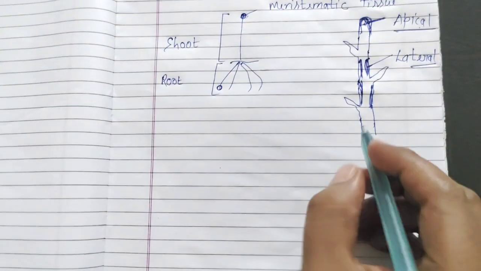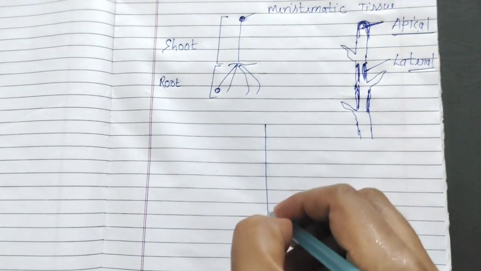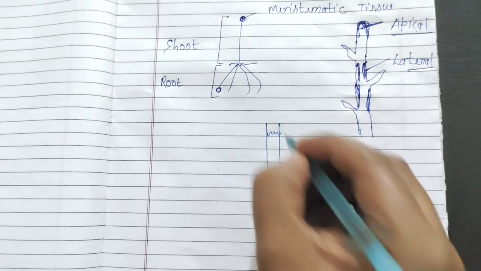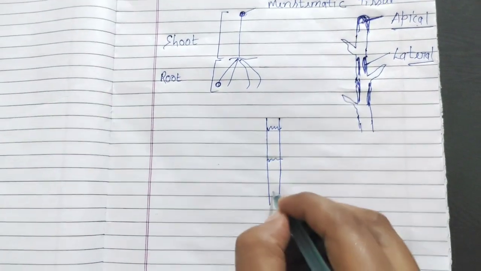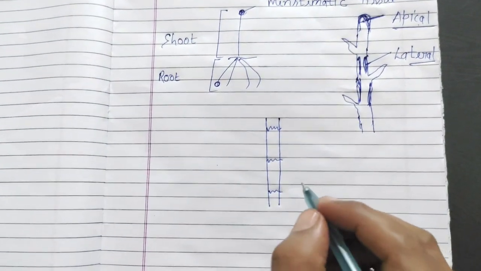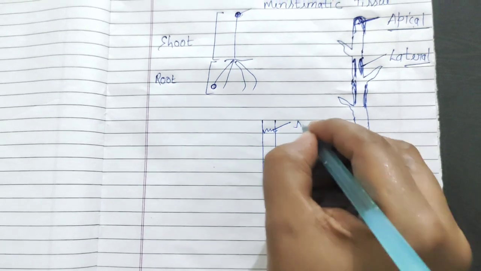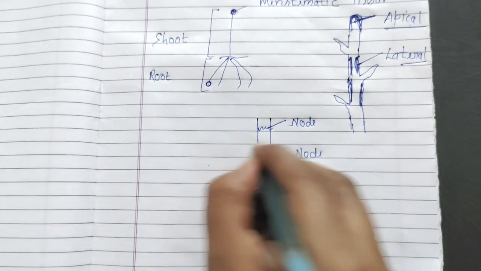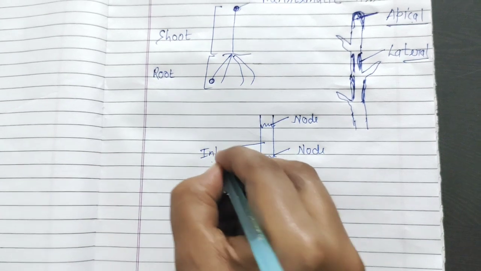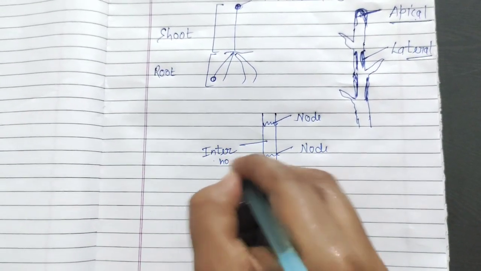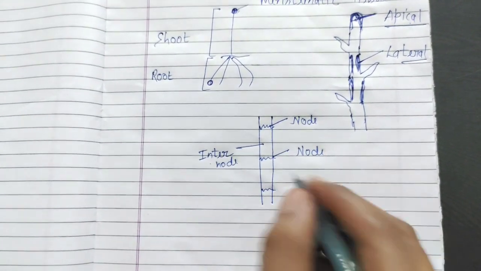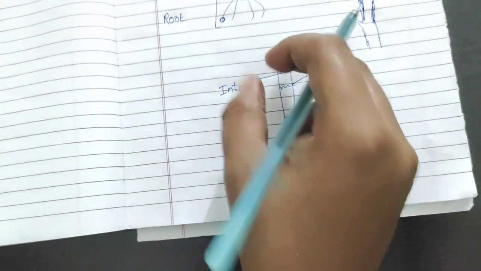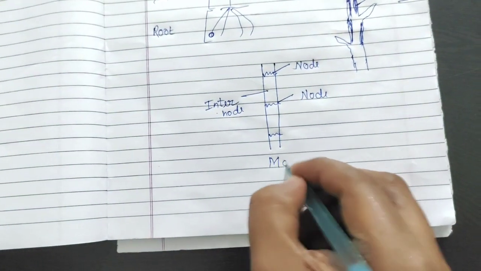If you observe a monocot plant, it is made up of nodes and internodes, like sugarcane, grass, bamboo. This is the node region. This is also a node region, and this is the internode. The region between two nodes is called the internode. You can observe this in a monocot plant.